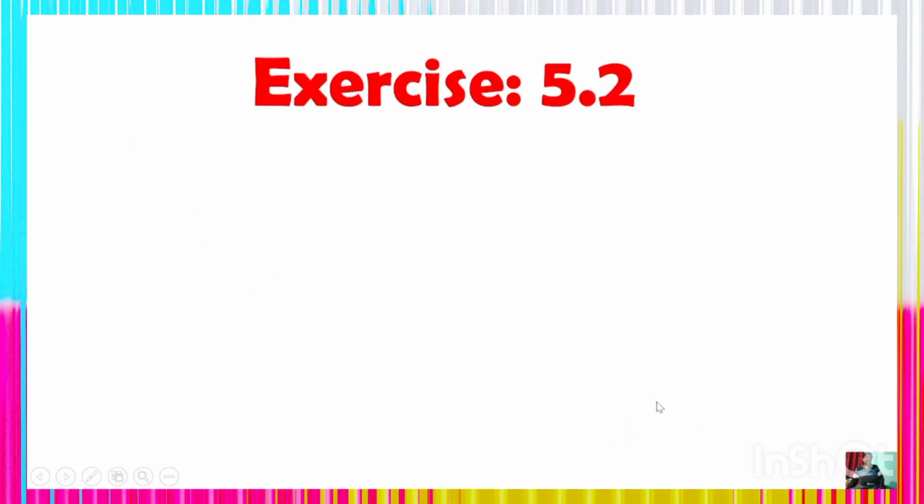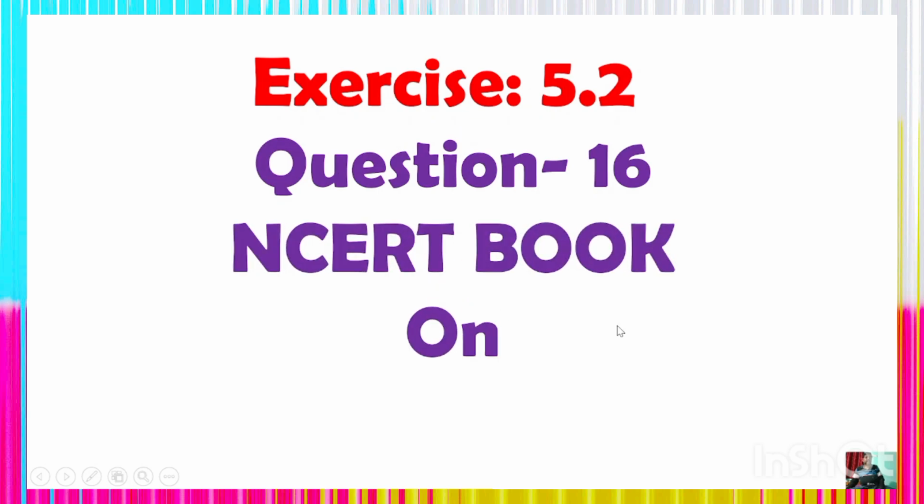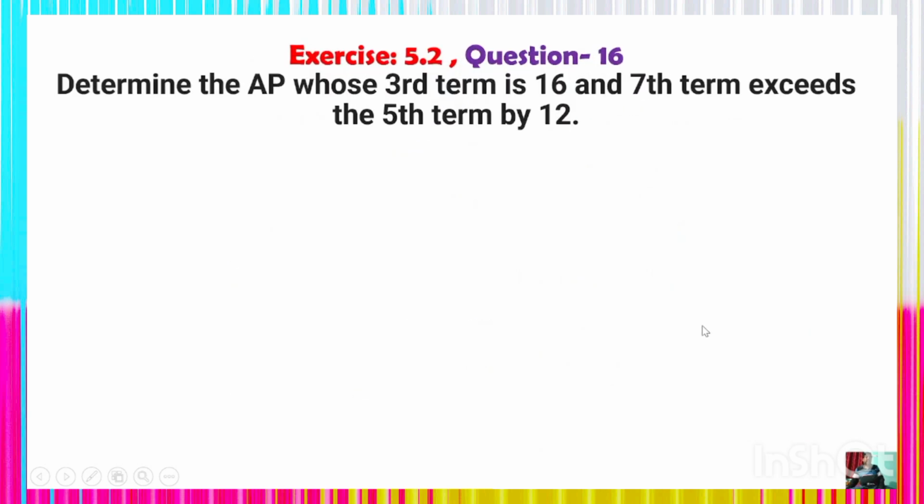Another interesting and most probable question for you. I hope you are taking interest in the class. Look at the problem here. Another problem, question number 16, based on the concept of arithmetic progression. Another interesting and fundamental problem which I am going to discuss. Determine the AP whose third term is 16 and seventh term exceeds the fifth term by 12. Is it clear? Here is the solution for you.